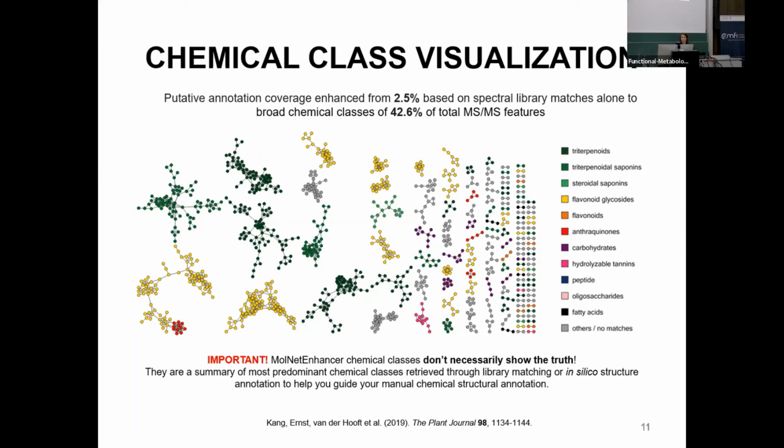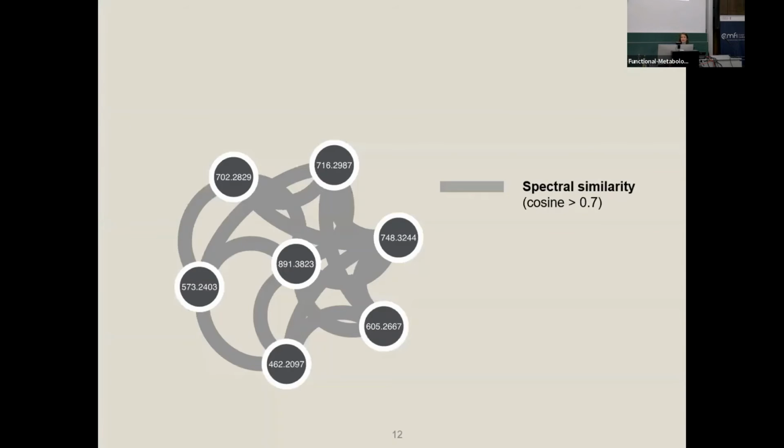I think very important to highlight here is don't trust those classes. It's really just something that can guide your manual structure annotation. So these classes don't necessarily show the truth. They are just, as I showed, a summary of the most predominant chemical classes that have been retrieved through the in silico tool of your choice and through the GNPS library matches. And just to give you an idea of what I mean by that and how you can interpret such a network, if you cannot trust it, how do you interpret it then?